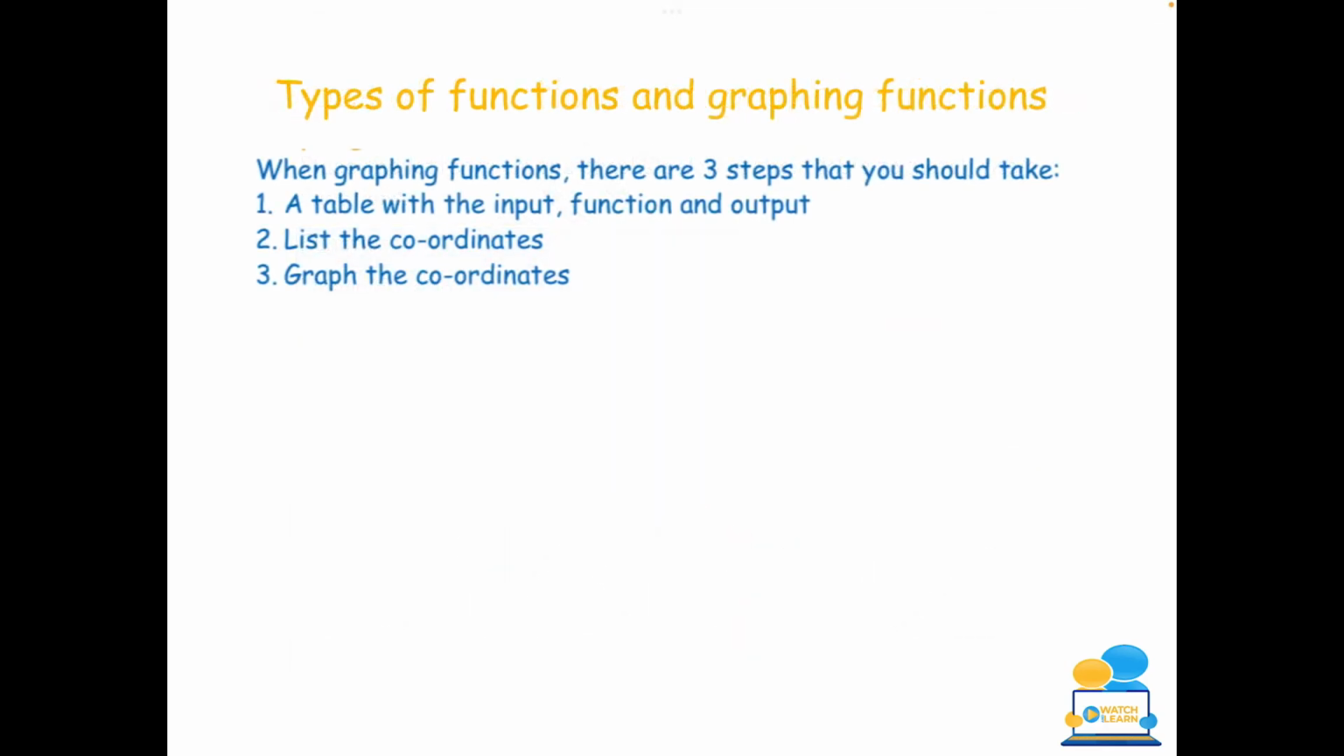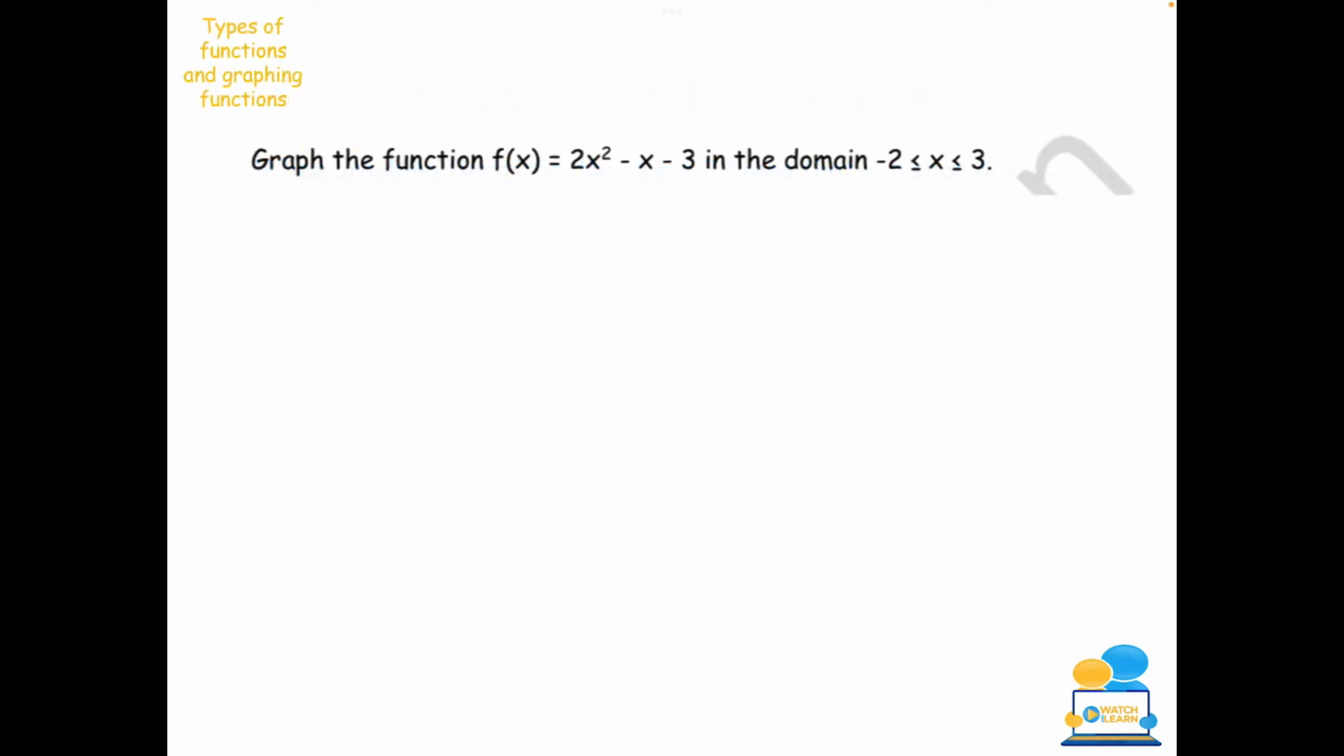When graphing functions, there are 3 steps that you should take. You need a table with input values, the function and the output values. You need to list the coordinates. You need to graph the coordinates. We're going to look at this question as an example.